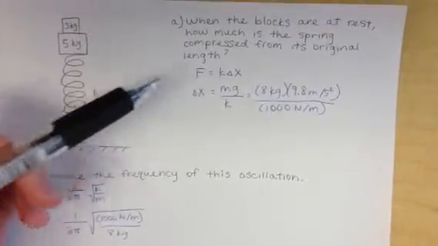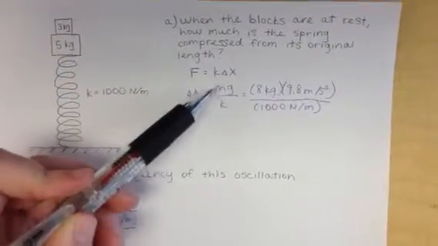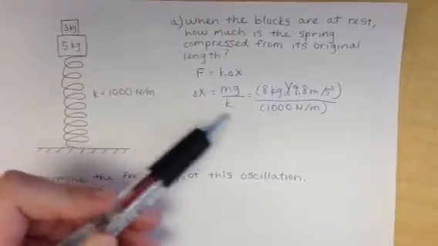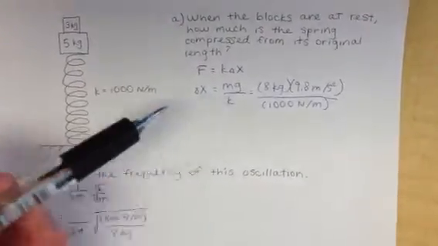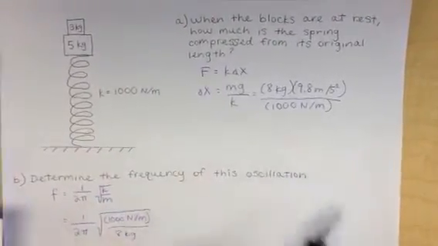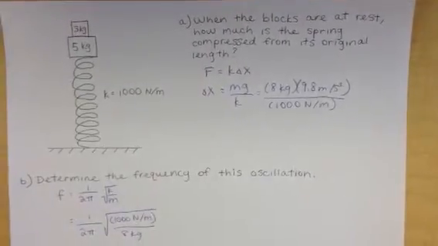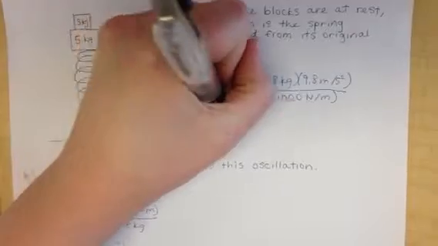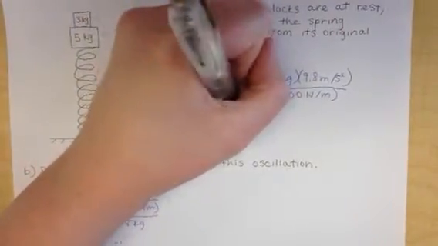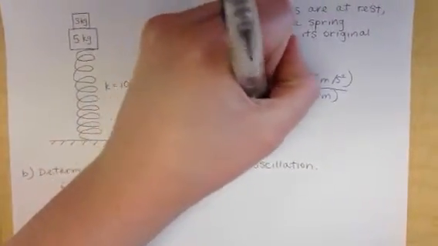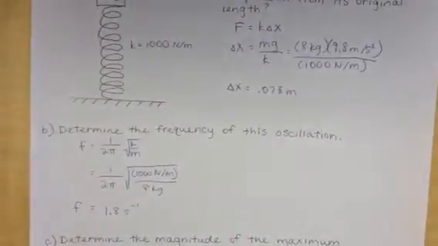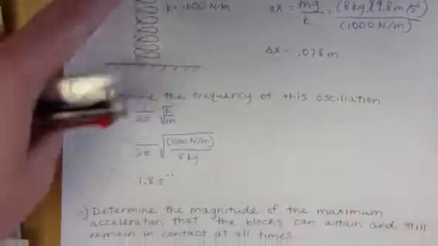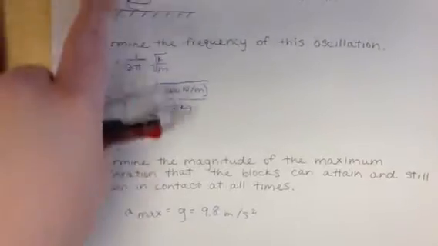equals k delta x. Solve for x, which in this case is mg for the F and k for the spring constant. And then all you have to do is plug in your values, and then you get the answer, which is delta x, which equals 0.078 meters. So now the blocks are pushed down and they're oscillating.